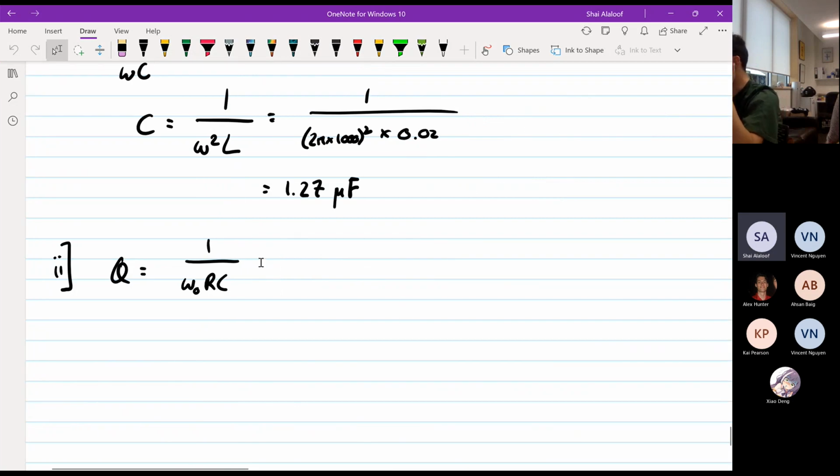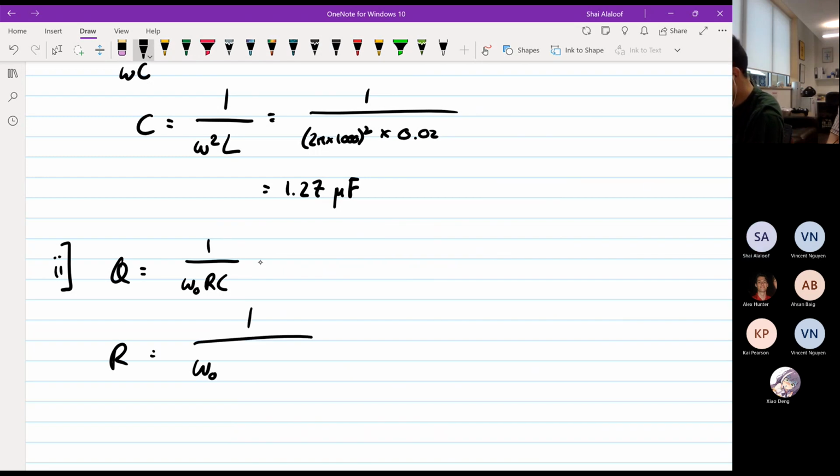Okay. So Q equals 1 on omega naught RC. And then you can just rearrange for R. So subbing in all the values, omega naught, which is 2 pi times 1000, Q, which was 200 in the question, and C, which was 1.27 microfarads, which we got in part 1. So you get 0.628 ohms.